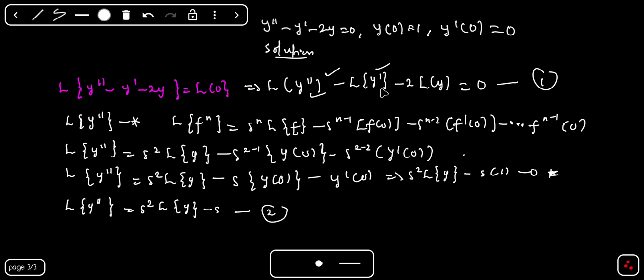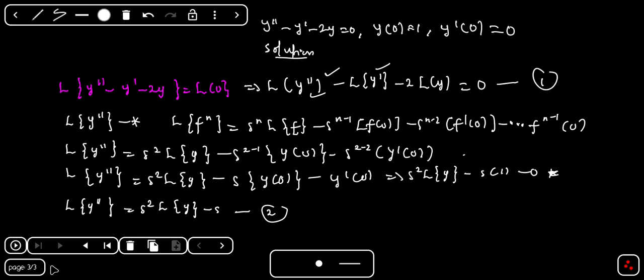The next thing is to find the Laplace transform of y'. Let's move to the next page for that. So the Laplace transform of y'. In this case, n is equal to 1. So this will be equal to s^1 multiplied by the Laplace transform of y, then minus s^(1-1) multiplied by y(0).